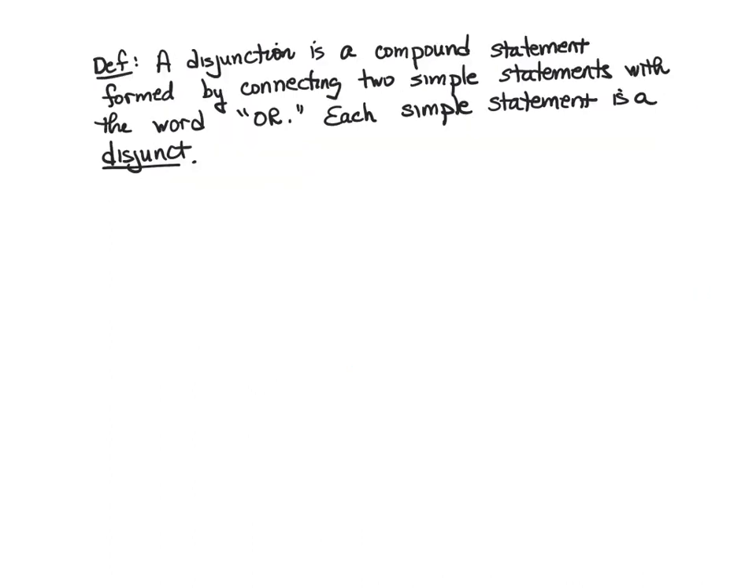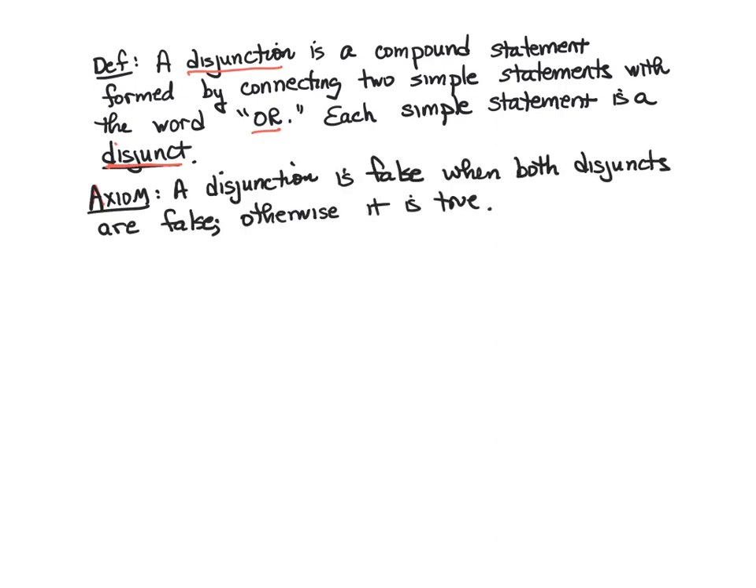So a disjunction is a compound statement formed by connecting two simple statements with the word or. And each simple statement is called a disjunct. So in the same way, we have our axiom, which is a statement we assume is true. And we say, a disjunction is false when both disjuncts are false, otherwise it is true.